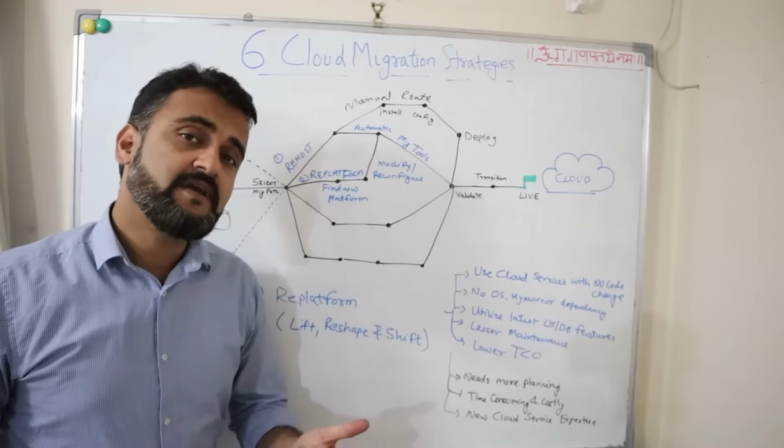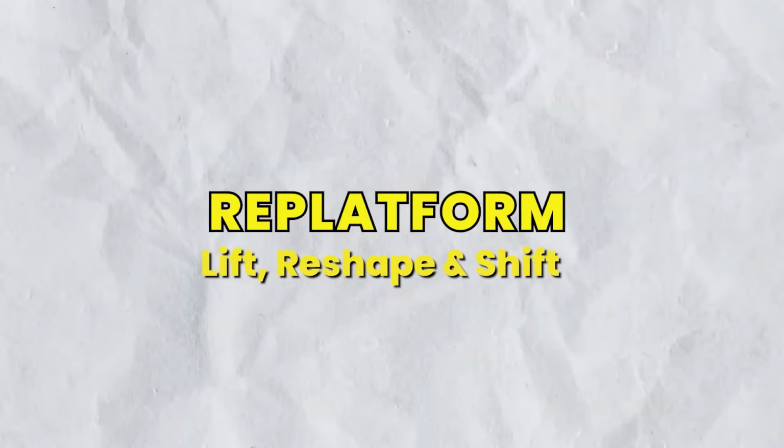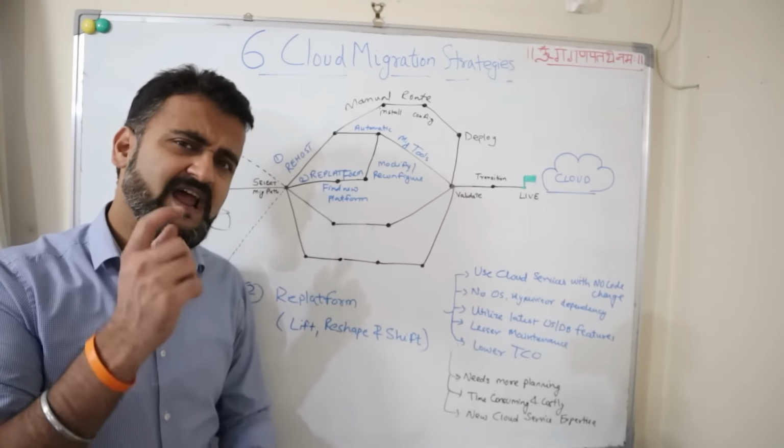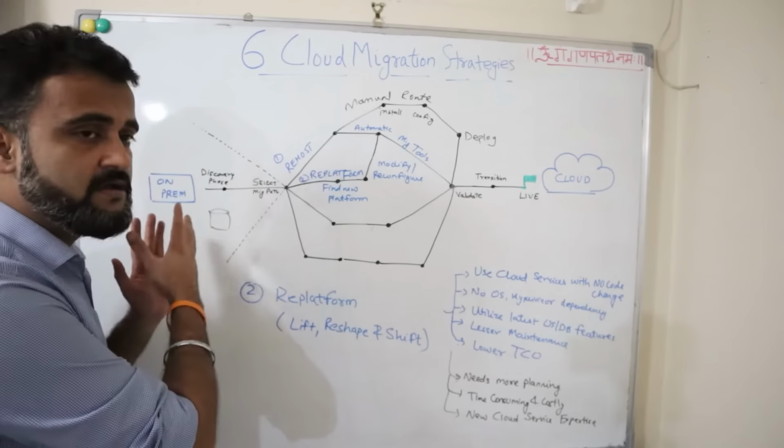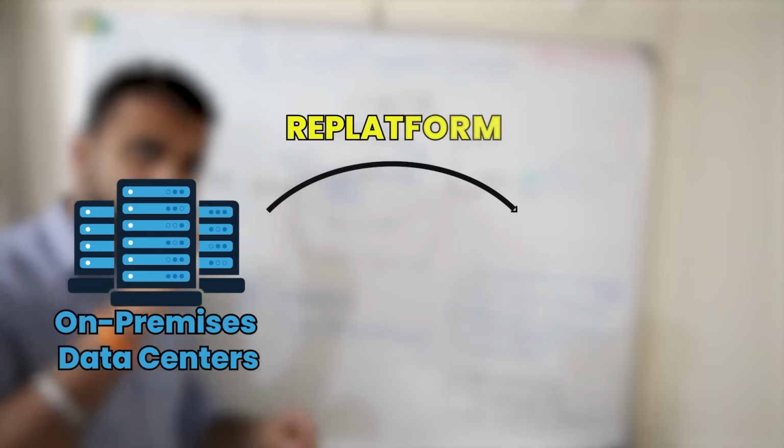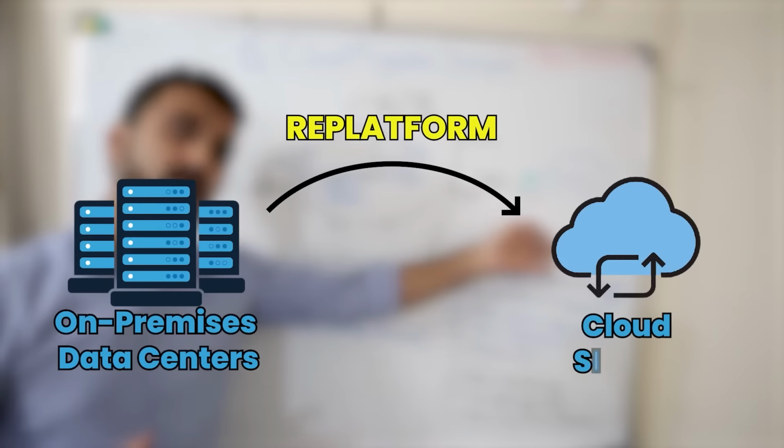So guys, the second strategy is to replatform, which is also called lift, reshape and shift. And in this, with slight modifications, we can take the resources from our on-prem data center and replatform it onto a cloud service.